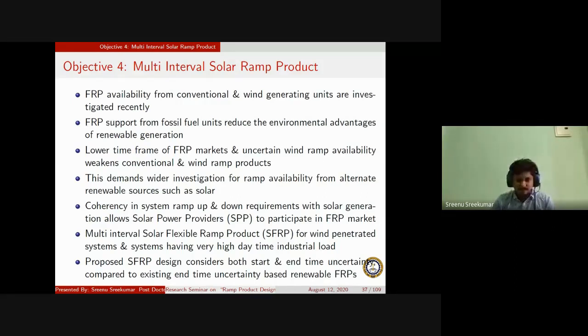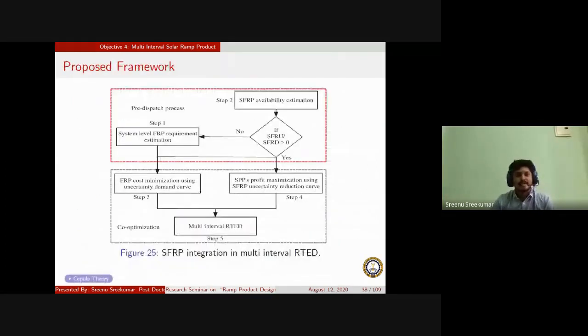And figure 25 shows the proposed SFRP design, and it also has 2 stages: pre-dispatch process and co-optimization. In the pre-dispatch process, 2 steps are there. It estimates the system level FRP requirements, and also it estimates SFRP availability. The system level FRP requirement is estimated using net load variability and uncertainty, and SFRP availability is estimated using solar power forecast and expected forecasting errors.